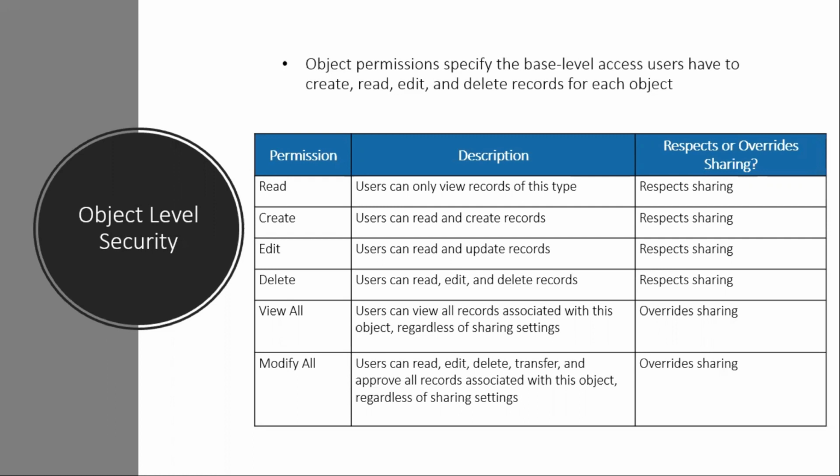Okay, so we have the permission as read. It means the user can only view the records, and it respects the sharing. It does not override the sharing. We have the create permission, which tells the user can read and create the records. We have the edit permission, which tells the user can read and update records. And we have the delete permission, which tells the user can read, edit, and delete records. All these permissions are available in the sharing setting.